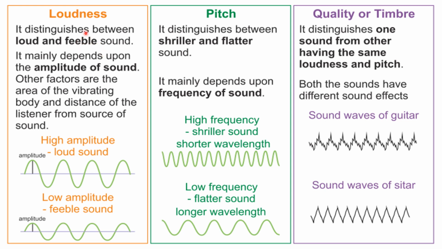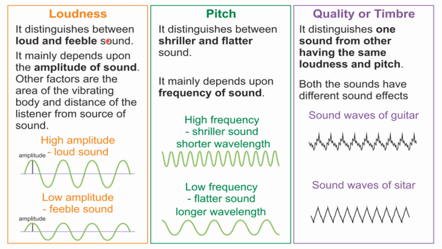Loudness of sound depends on the amplitude of vibration. It is proportional to the square of the amplitude of the vibration producing the sound. If the amplitude becomes twice, the loudness increases by a factor of 4. Its unit is decibel.